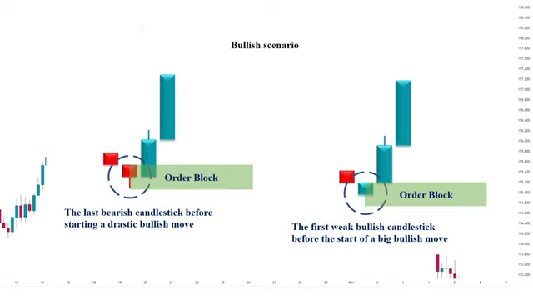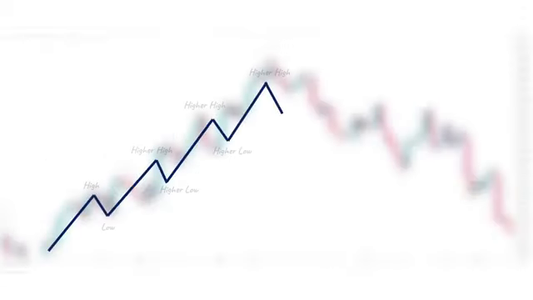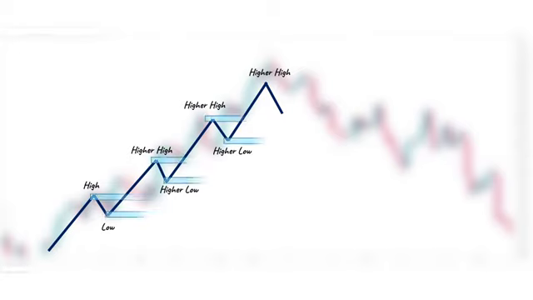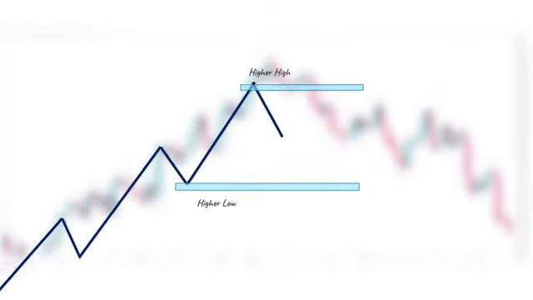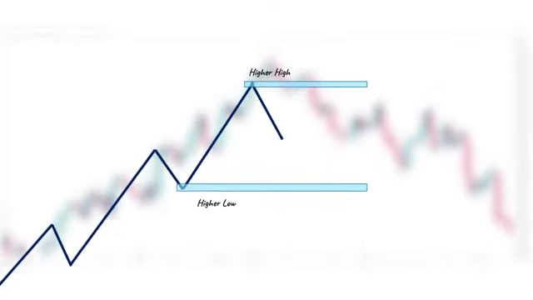Now let's discuss the concepts of break of structure and change of character. Imagine a trending market with a series of higher highs and higher lows. In this case, each of the highs and the lows are market structure levels, and the most recent higher high and higher low are the ones we monitor. Breaking the latest higher high to the upside indicates that the market intends to continue to the upside, which we refer to as a break of structure.